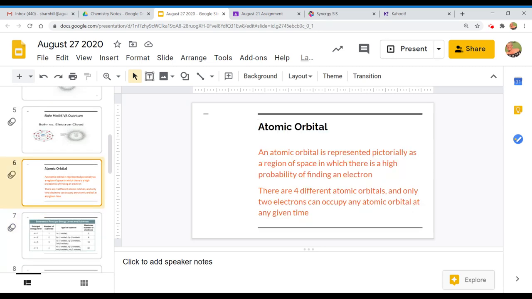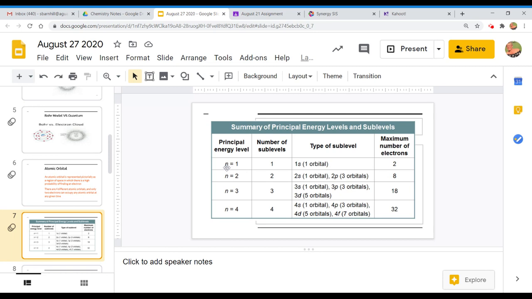Okay, atomic orbitals are represented pictorially as a region of space in which there is a high probability of finding an electron. There are 4 different types of atomic orbitals, and only 2 electrons can occupy an atomic orbital at any given time. So if you have an atomic orbital, there's only a maximum of 2 that can ever occupy an orbital, and they have to be spinning in opposite directions.